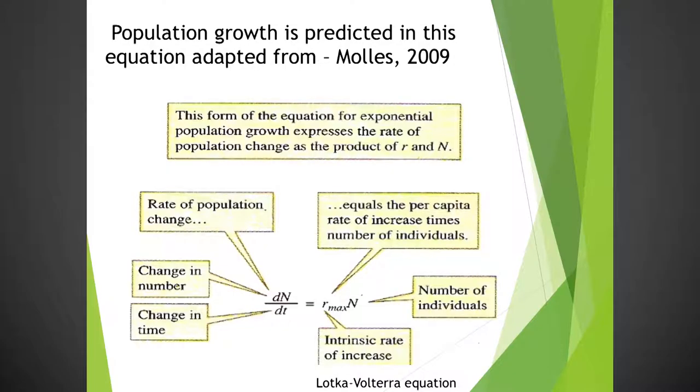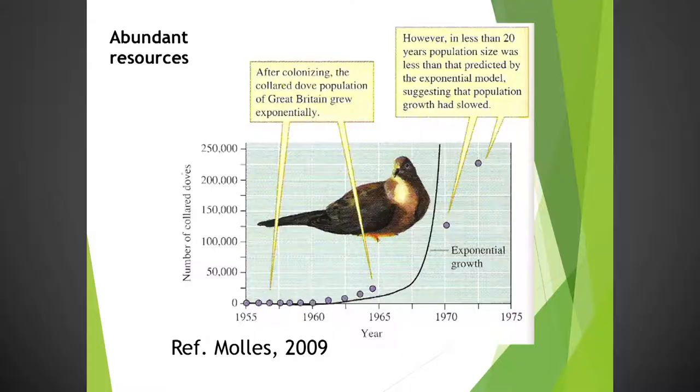So population growth, as predicted in this equation, is adapted from this formula. You see the change in population, dN over dt, over time, you have R max times N. The R max is the intrinsic rate of increase. This is what we term the Lotka-Volterra equation. So if you represent this equation in a graph, you'll have a J-shaped curve. That means population size is increasing indefinitely.